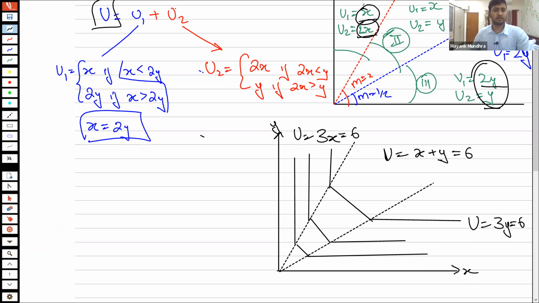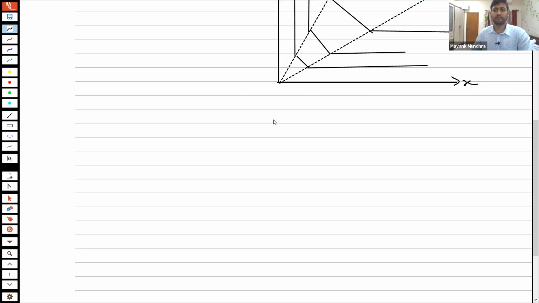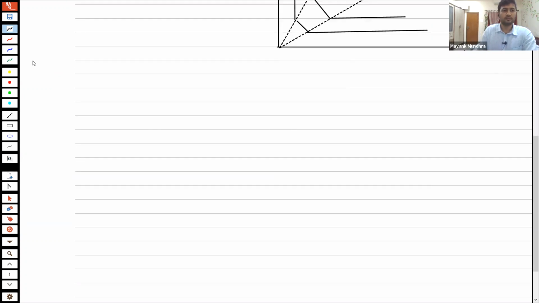So that was question number 2. Now question number 3, min of x square comma y. Just tell me if you have any doubts.